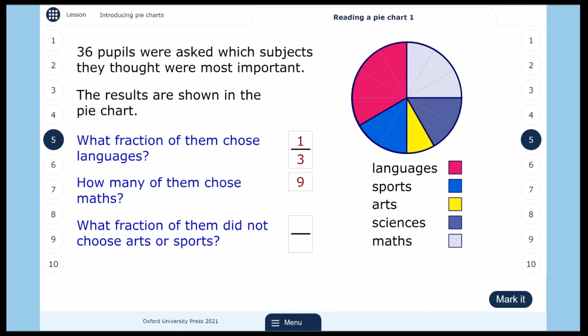For my last question, it asks what fraction of them did not choose arts or sports. Arts is the yellow section and sports is the blue section. That makes 1, 2, 3 sections in total. Because it wants the fraction that did not select arts or sports, that means there's 9 sections left over. I can either say 9 out of the 12 sections, or dividing the top and bottom by 3 gives me an answer of 3/4. I can check my answers to make sure they're all correct.